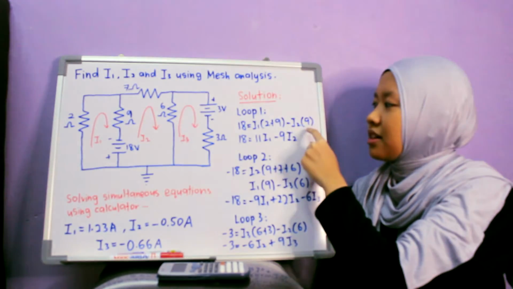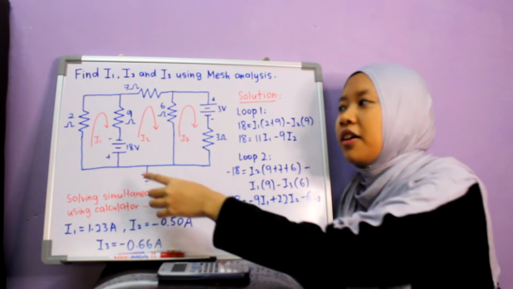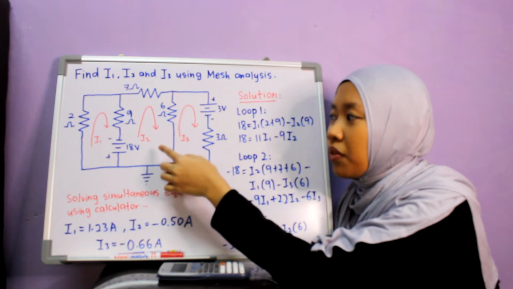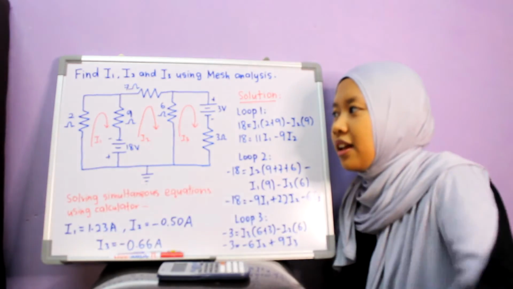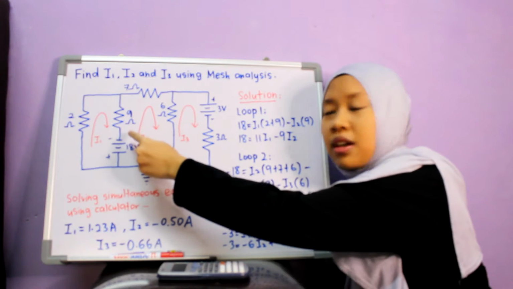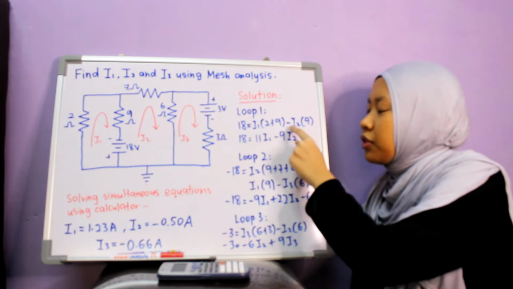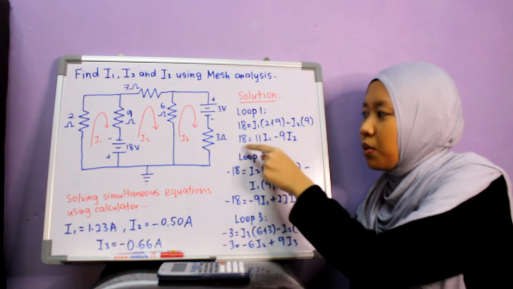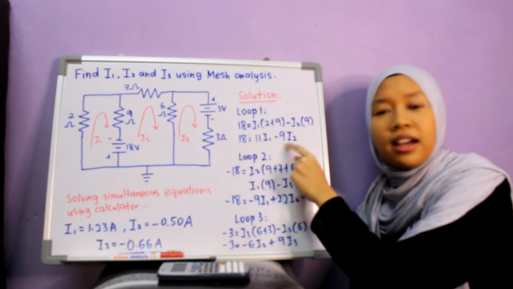And then there's a minus here because we can see here that the current flow for the I1 opposes the current flow for I2. It comes from here, and then the other one comes from here. So it will oppose at the resistance with 9 ohm value. So we have to minus I2 times 9. So we simplify it and we will get 18 equal to 11 I1 minus 9 I2.